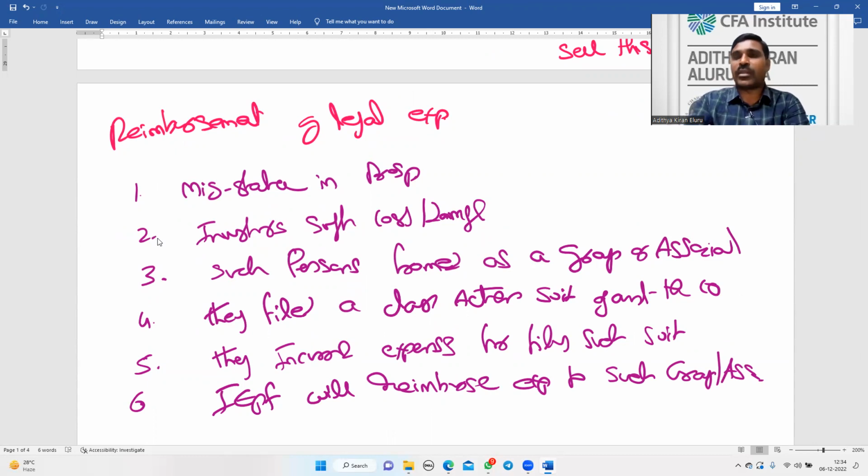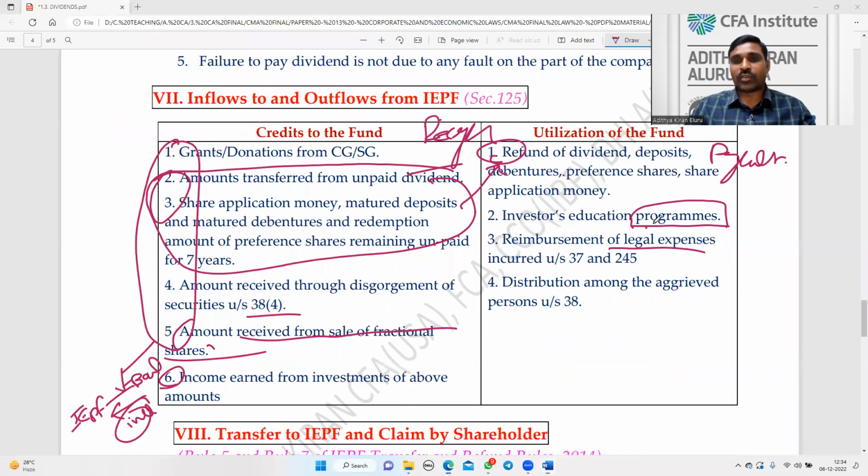If an investor suffered loss or damage due to such misstatement, and such persons formed a group or association and filed a class action suit against the company, and they incurred expenses for filing such suit, then IEPF will reimburse such expenses to that group or association. That is what this point is: reimbursement of legal expenses.